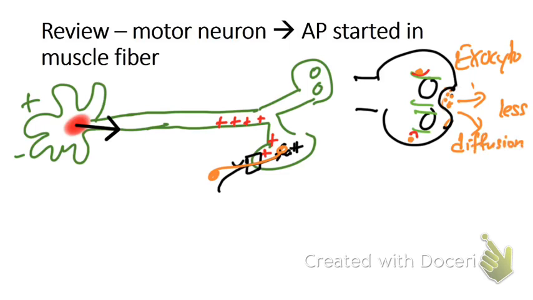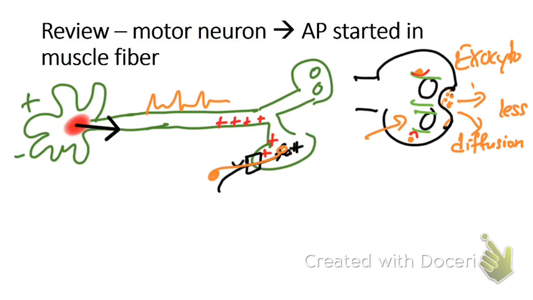So there's our motor neuron. Remember how the action potential is going to come. It's going to travel down the terminal end of this motor neuron. When it reaches there, it's going to cause calcium to enter. Calcium is going to bind onto the snare proteins and cause exocytosis. Then the neurotransmitter is free to diffuse across the neuromuscular junction, right?